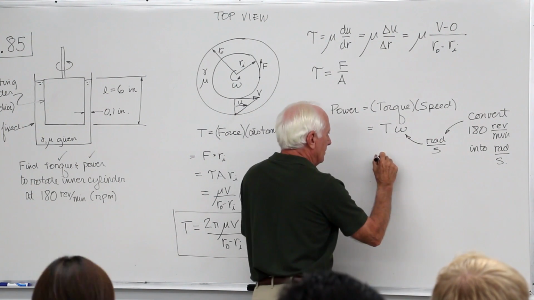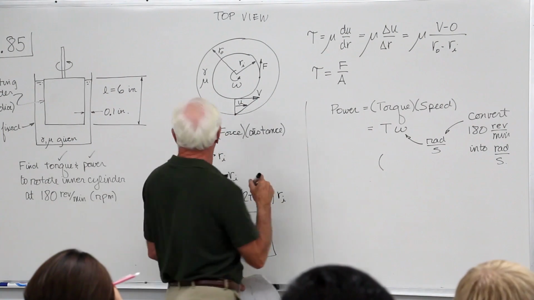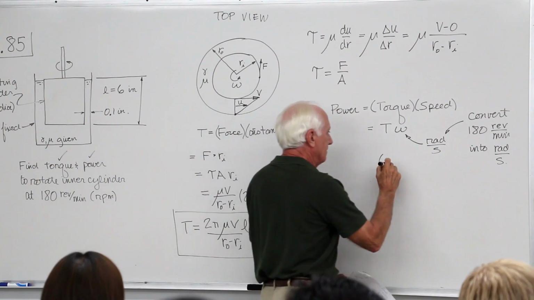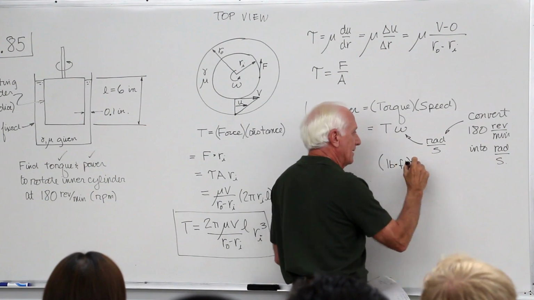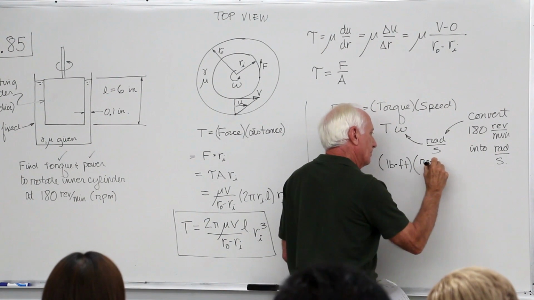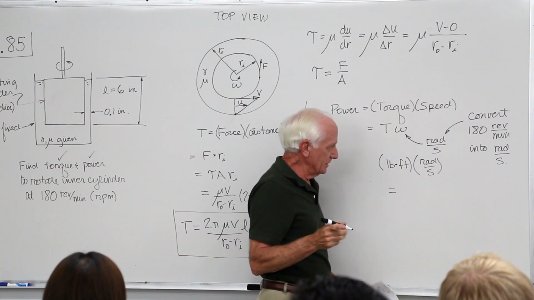So if you do that, the torque down here is going to be force times distance. That would be pound-feet. Multiplied by omega in radians per second. And don't forget, radians is dimensionless.